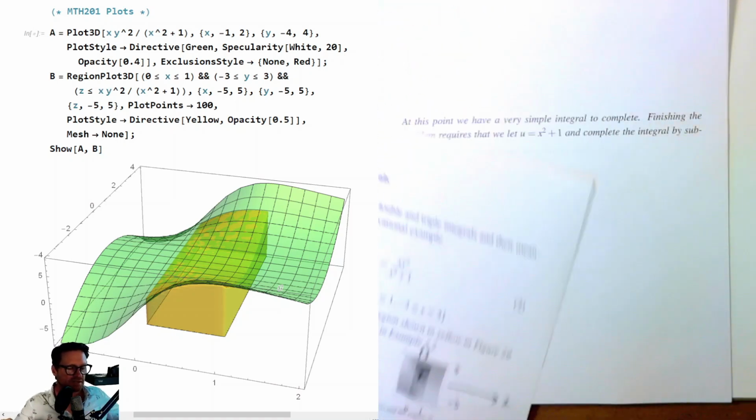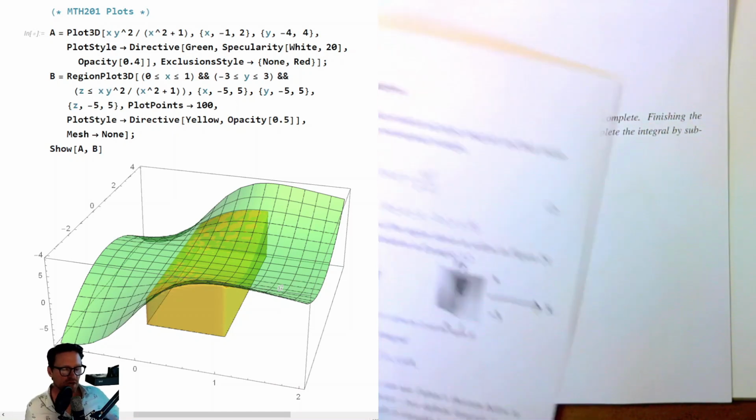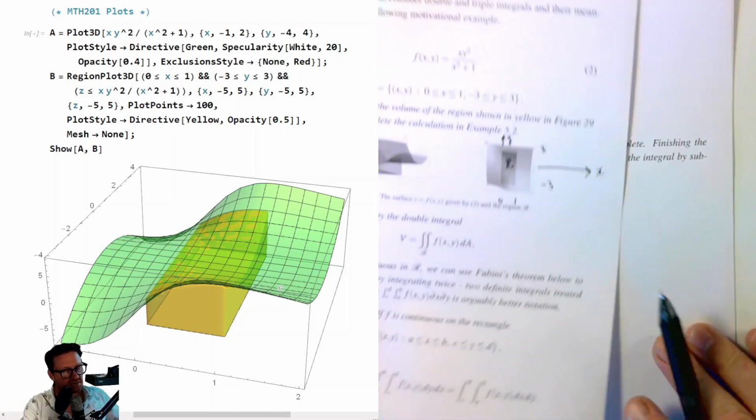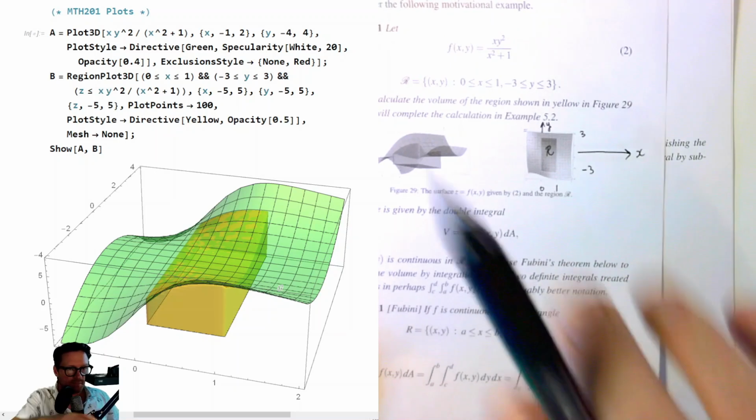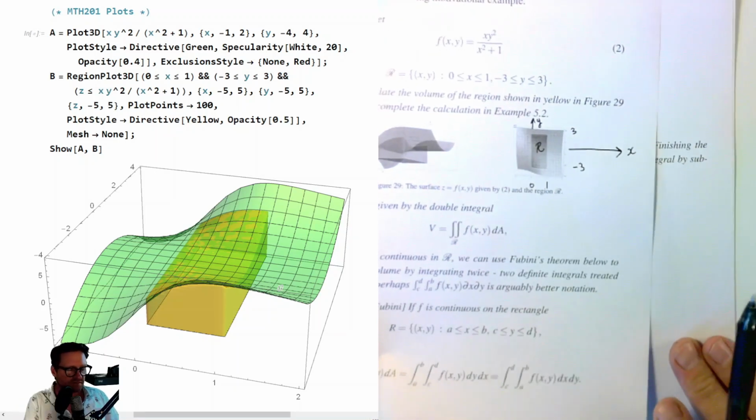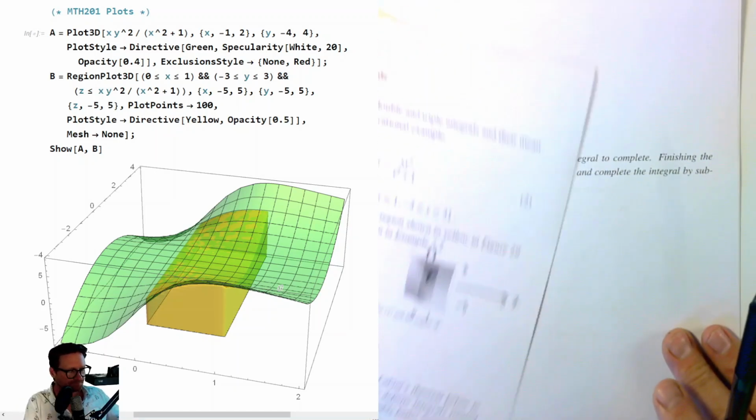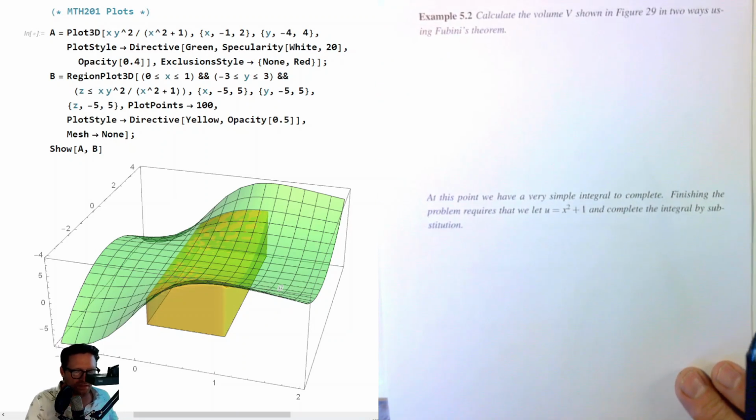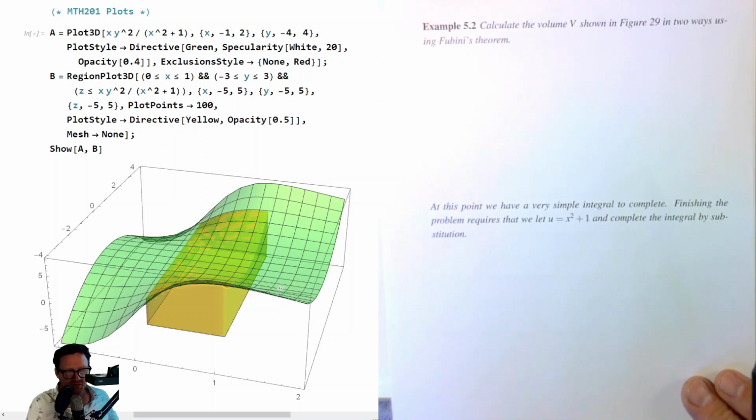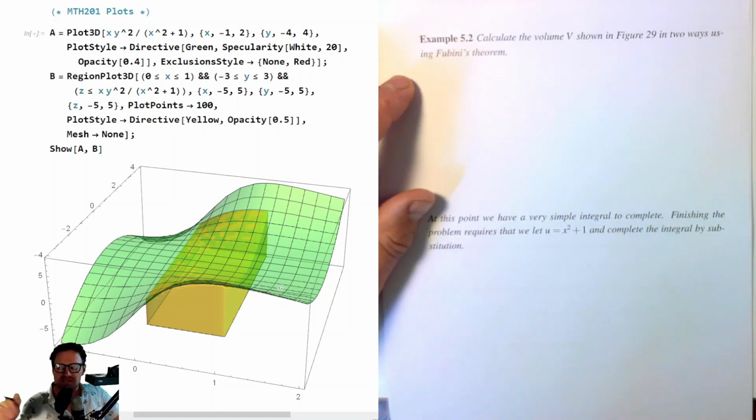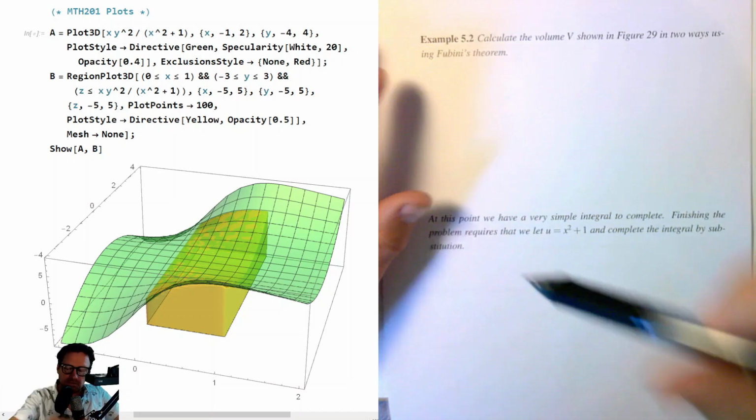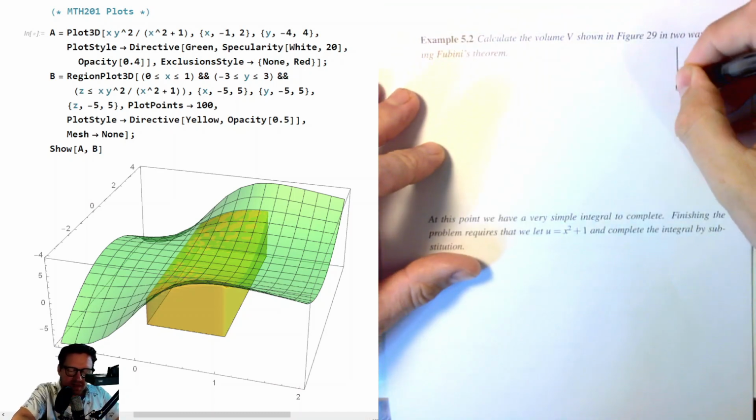Okay, next page. Calculate the volume shown in figure 29. So that's this one here. But we can look at what I have on the left of the screen. So calculate this in two ways using Fubini's theorem. So let's just remind ourselves and sketch a little rectangular region. So probably do that in the corner.